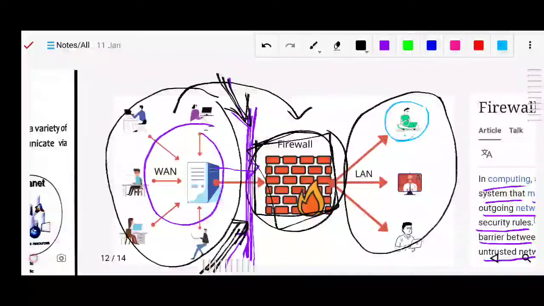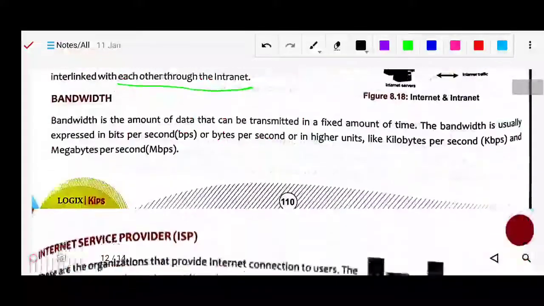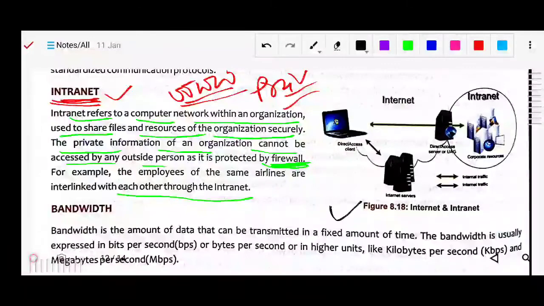Actually, this firewall is used for the basic purpose of security. Now this is the structure of the internet. You can see intranet is just limited, but the internet can be worldwide.